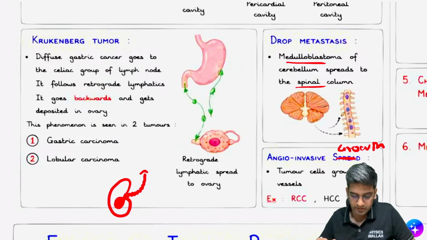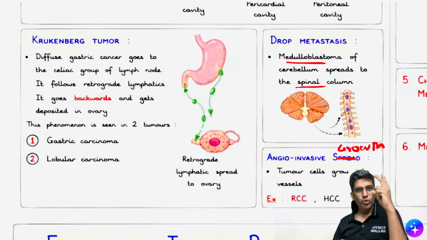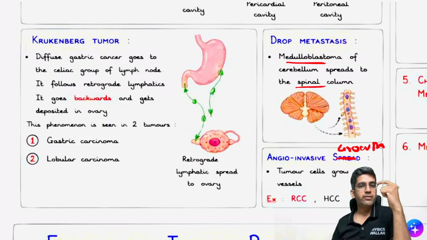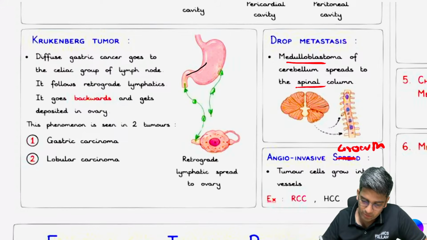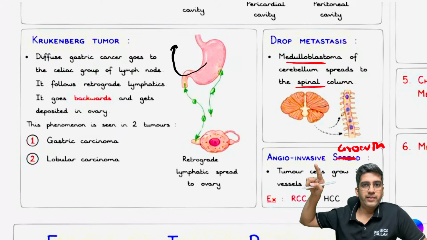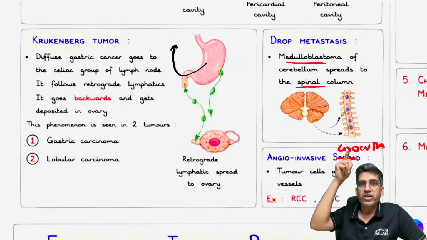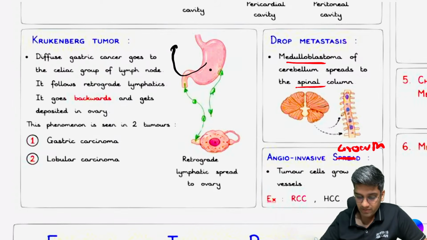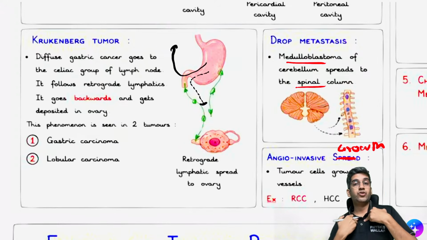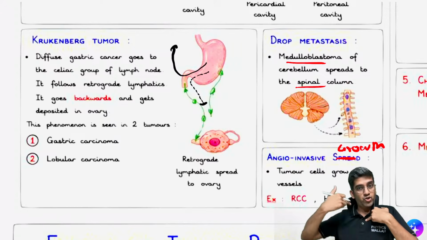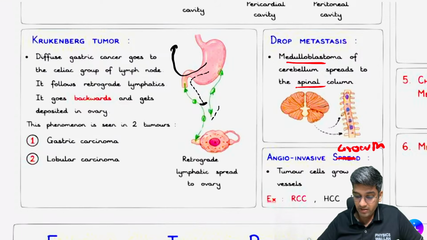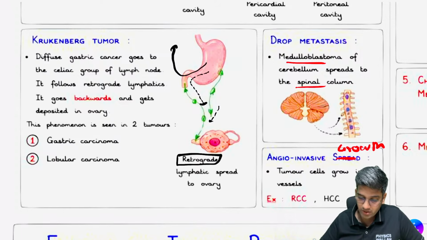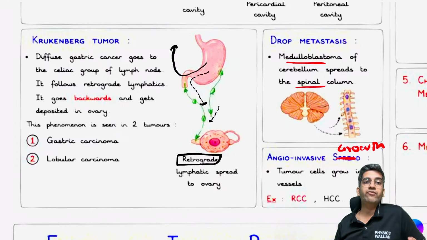Last but not least, Krukenberg. Two cancers, gastric carcinoma and breast cancer, can go to the ovary. Normally, the route of spread is here, right? So in the stomach, celiac, azygos, hemiazygos. That's a normal route. But here, from the stomach, it can go in the reverse direction. Normal direction is towards the thoracic duct. It will not drain down, it will always drain up, right? But here, it will drain in a retrograde fashion and reach the ovary. That is retrograde lymphatic spread.